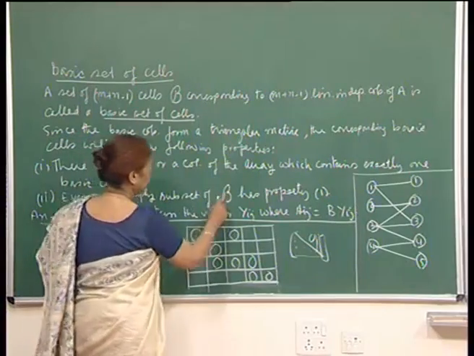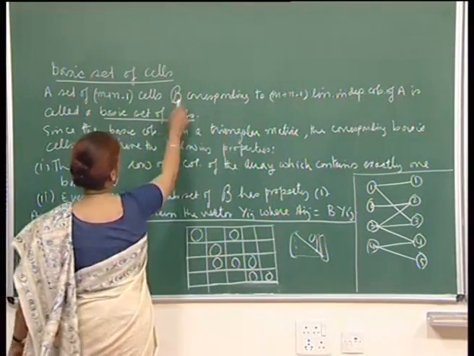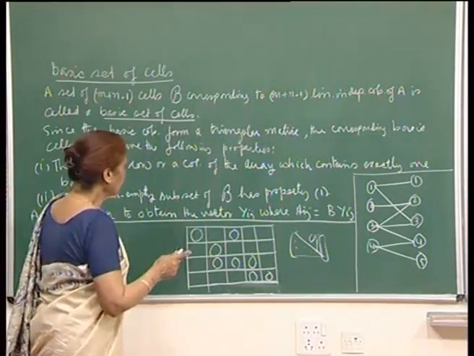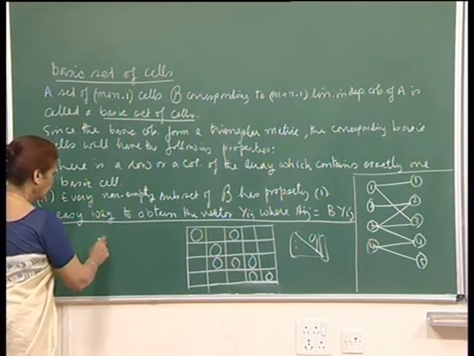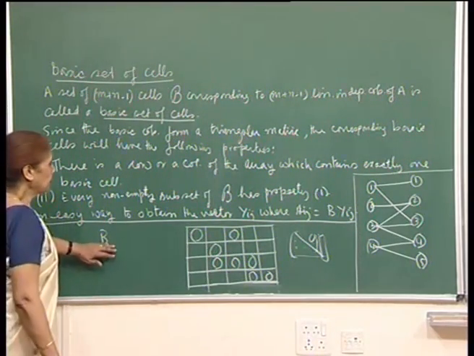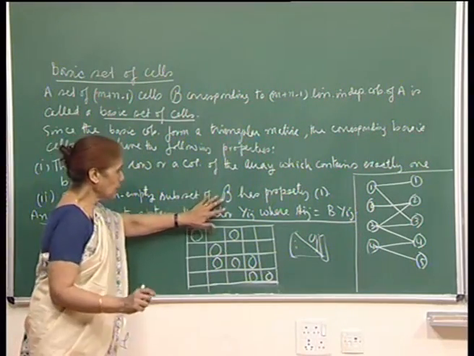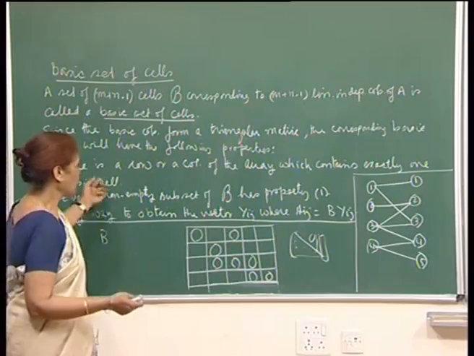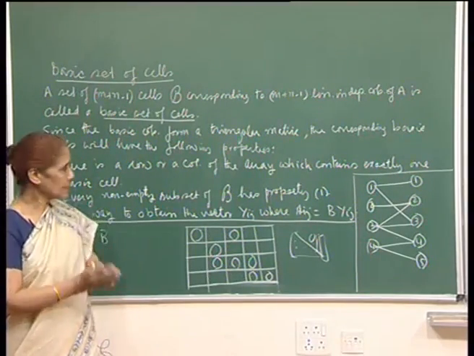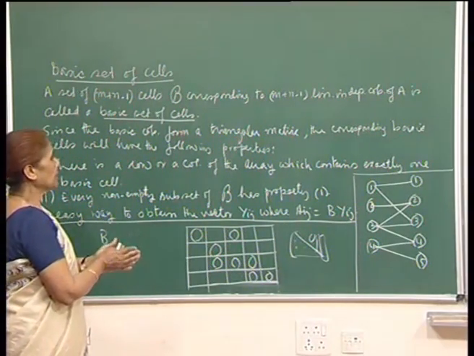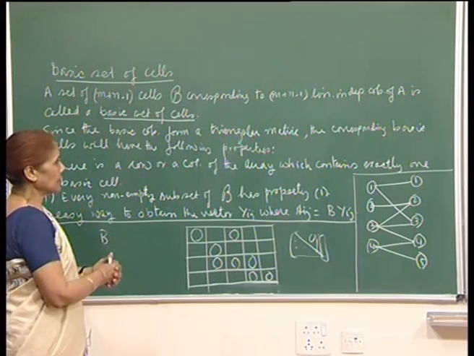Here I am calling this, I should have said, script B. I am denoting by script B the set of basic cells corresponding to the basis B of linearly independent columns. So, you take any non-empty subset of script B, that will also have property 1. This is the translation of the triangular property of the basis matrix to the set of basic cells.